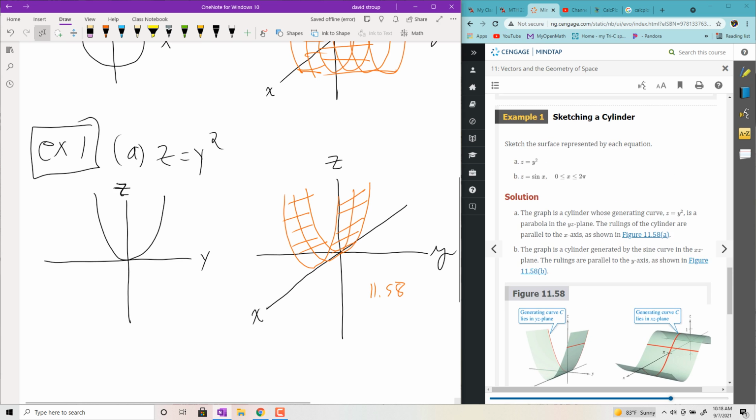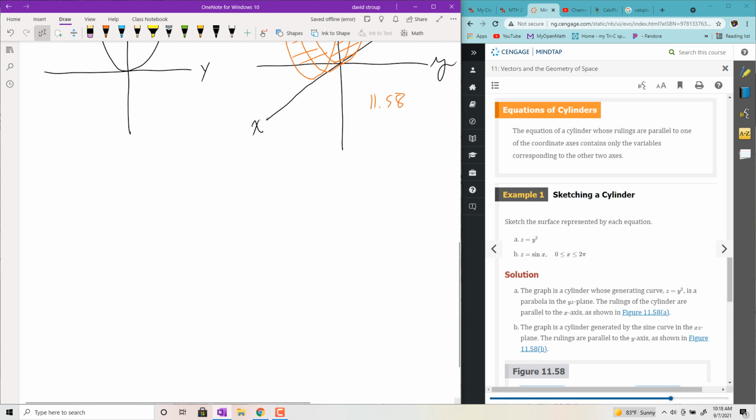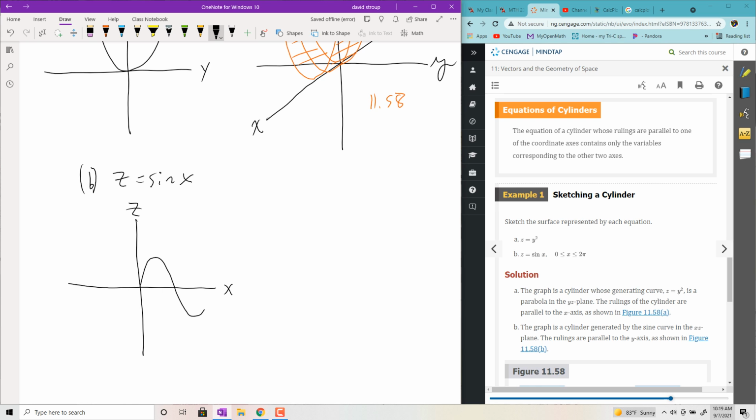And of course, then you could do it with that other guy, sine of x, and they've restricted its domain. So part B, z equals sine x. So this time the trace is in the xz plane. We're going from 0 to 2 pi, and it's sine, so it'll look like a dish in that plane. And then to get the 3-dimensional surface, you're just going to pull it in the y direction. So this is x, this is z, of course this is y. So it's a dish, and then if we pull it, it's going to go like this.